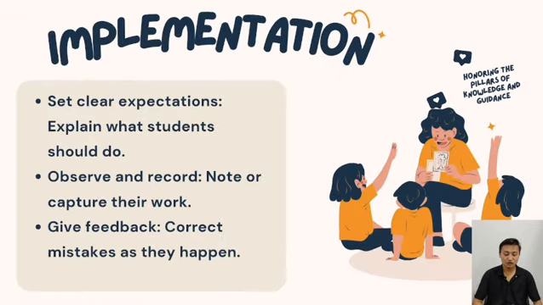Implementation. How can we use process evaluation when teaching science? Set clear expectations. Tell students exactly what steps or skills they need to show. Observe and record. Take notes, photos, or short video clips of students as they perform experiments. Provide real-time feedback. If you notice a student making a mistake, guide them before it becomes a habit.